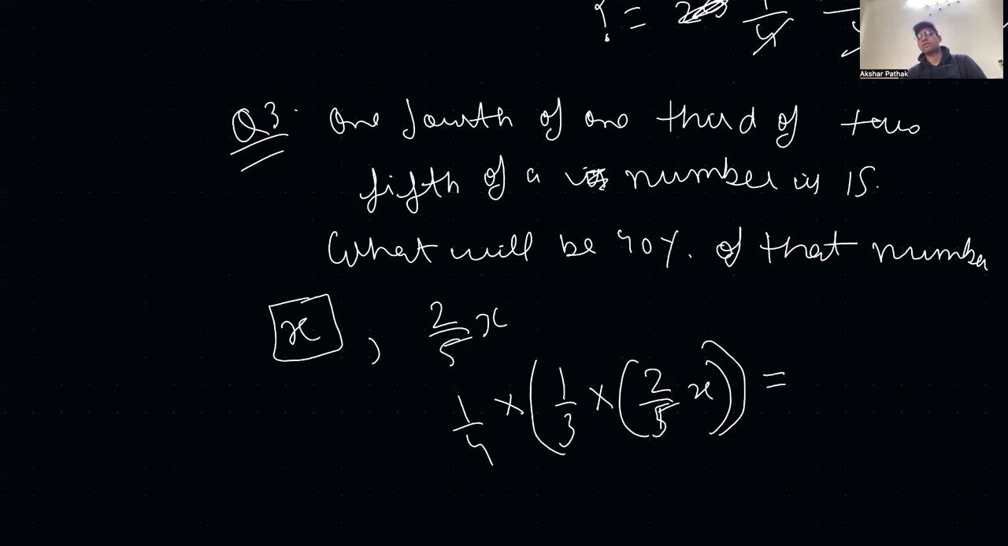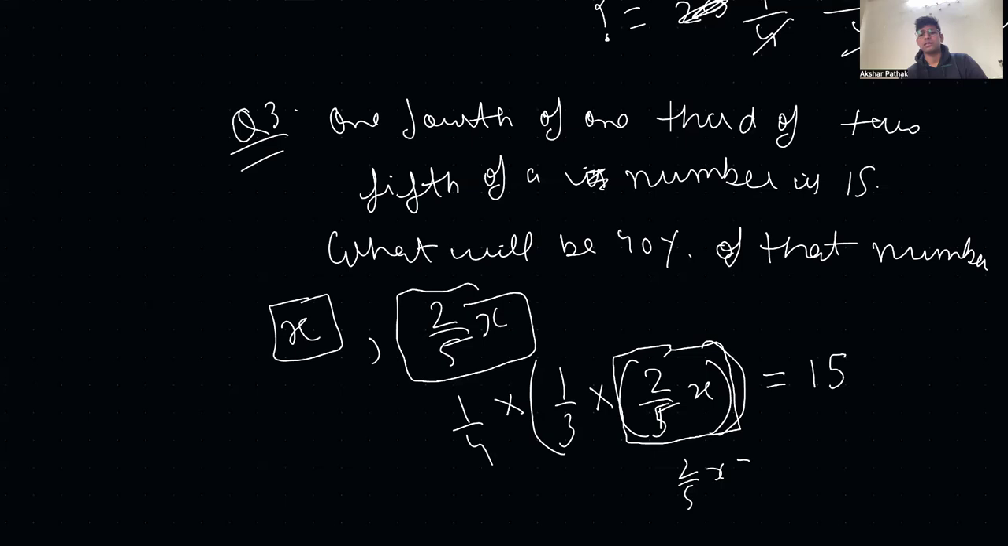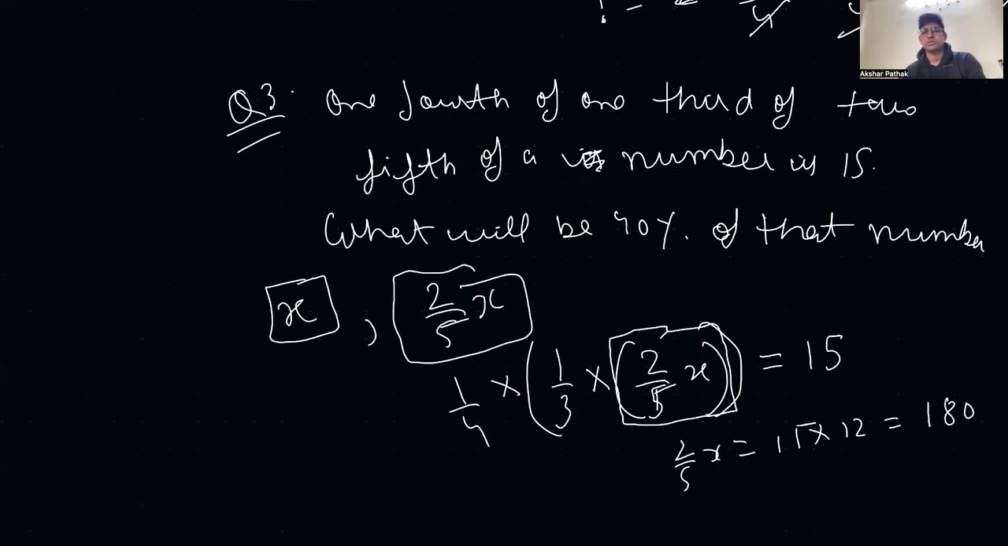Now for the sake of simplicity, why should I calculate x? We have to calculate 2 by 5 of x. So I will just calculate this and put these numbers there. So 2 by 5 x is equal to 15 into 12, and I think it's 180. Yeah, it's 180. So 180 is your answer.